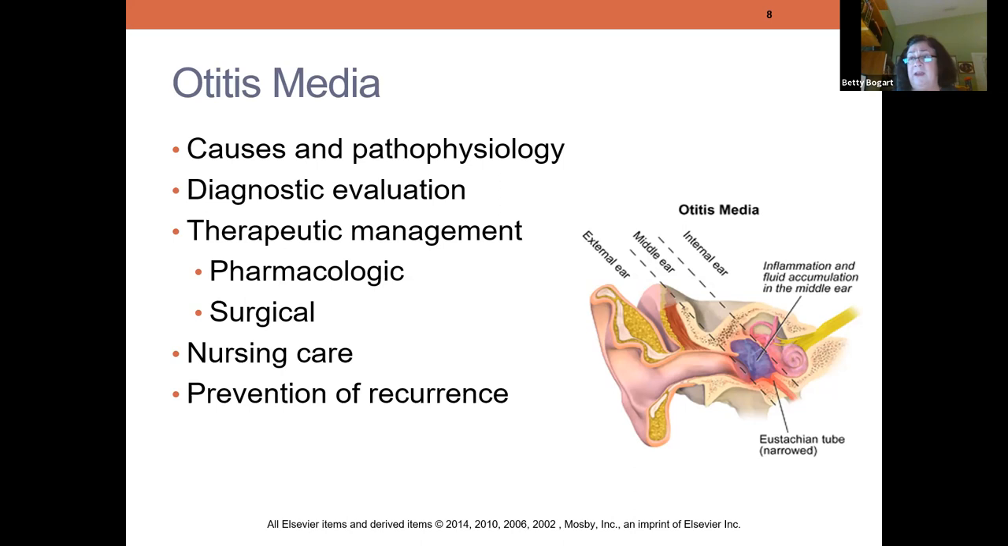Treatment for ear infections include Tylenol and Motrin for pain and fever, increase the fluids, and we're going to give an antibiotic. This is a bacterial infection. Usually something as simple as amoxicillin works on these children.